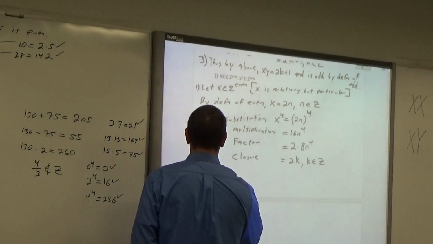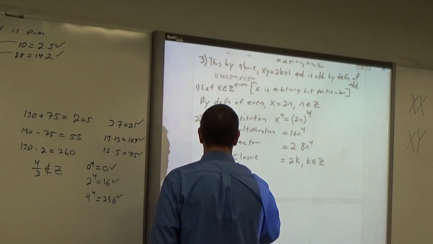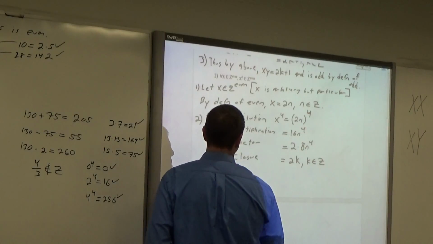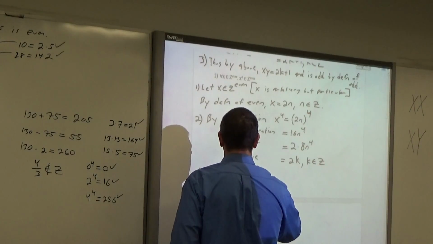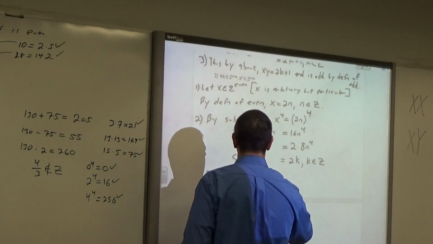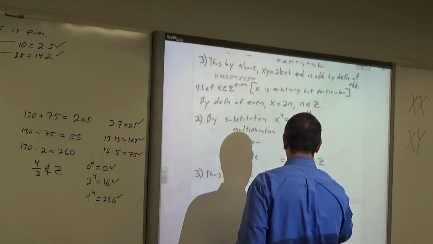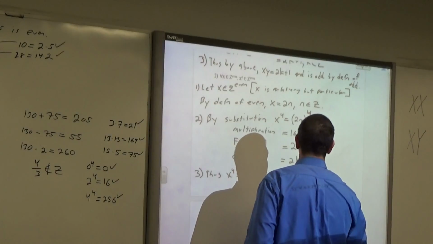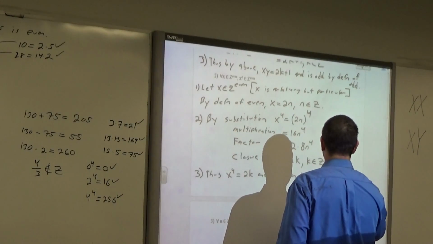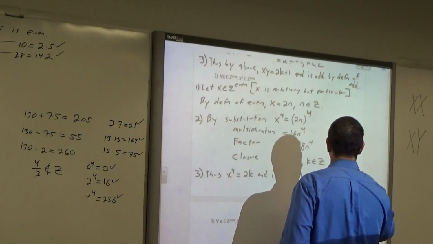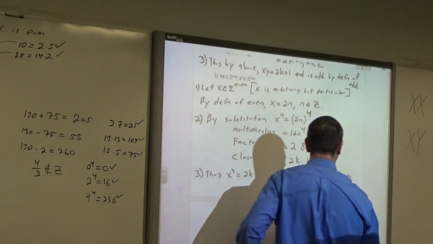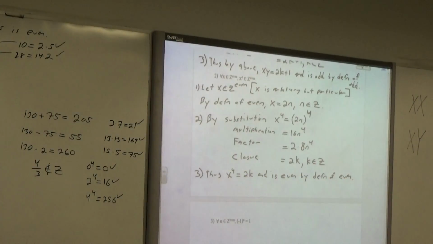So, for step 3, we're going to say, thus, x to the 4th is equal to 2k and is even by the very definition, or you could just say by definition of even. Step 3 is the easy part. You've gone through, you've done all the hard work, then you just got to tell everybody what it means.